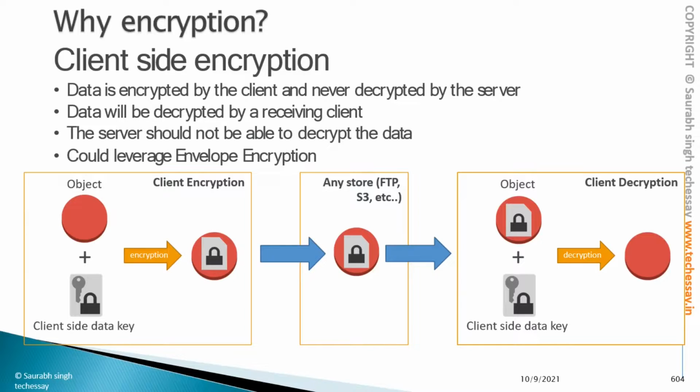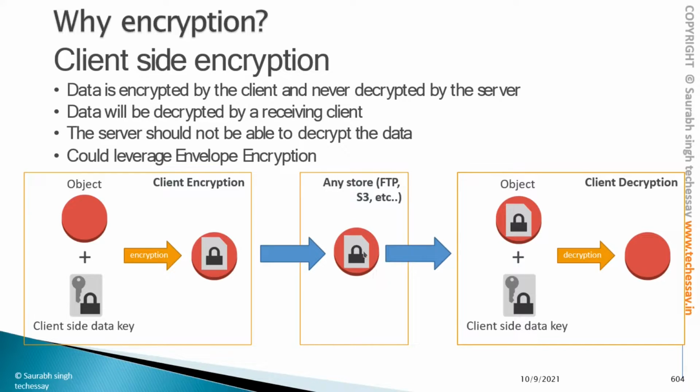So let's talk about client-side encryption. Data is encrypted by our client and never decrypted by the server, and data will be decrypted by a receiving client. The server should not be able to decrypt the data. It could leverage envelope encryption. So here is our object. Here the client uses its own data key to encrypt this object, and then this encrypted data is transferred to any storage device over FTP or any other way. Here we can store it in NFS or S3 or any storage device.